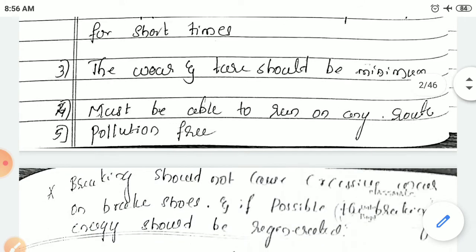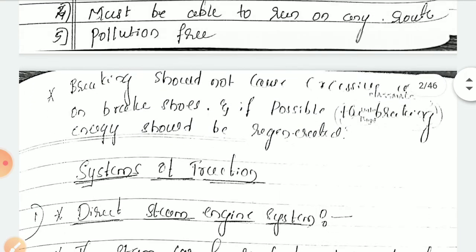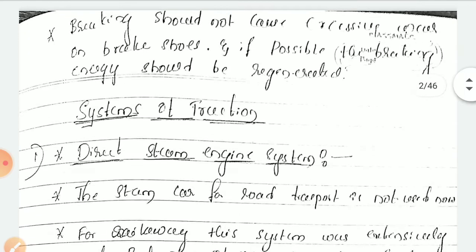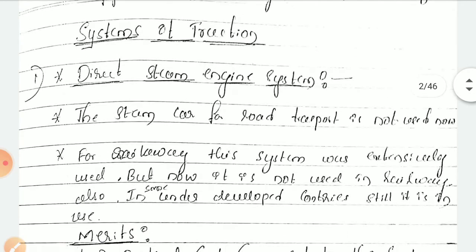Okay, so that's about the traction. And one more is that braking should not cause any excessive wear and tear on the brake shoes. Okay, that should also be considered in an ideal traction system. Then the systems of traction. We have various systems of traction. We will discuss them one by one now.